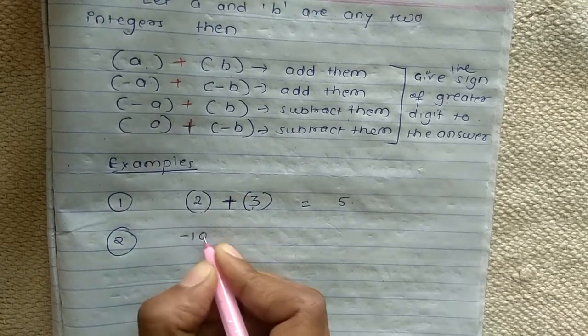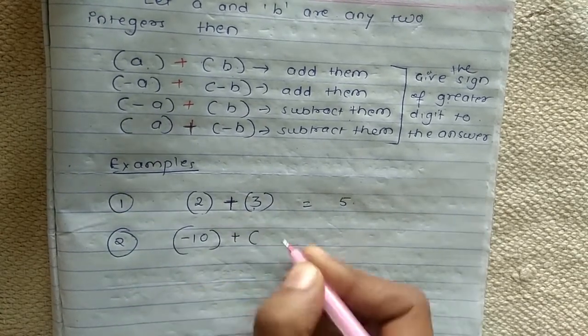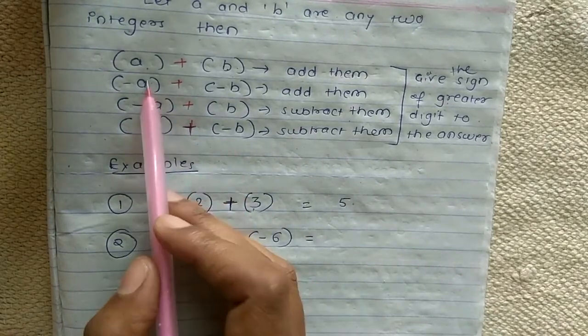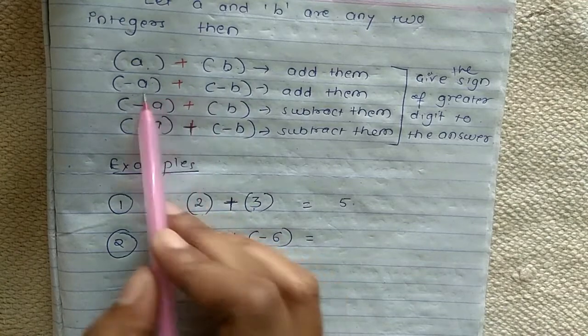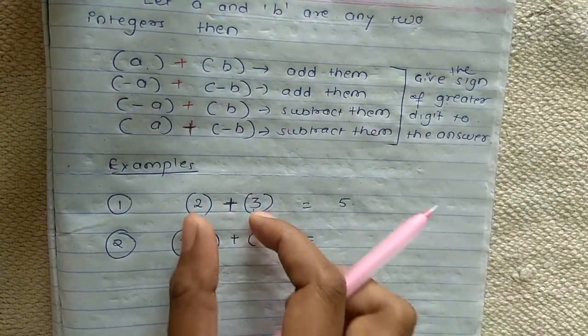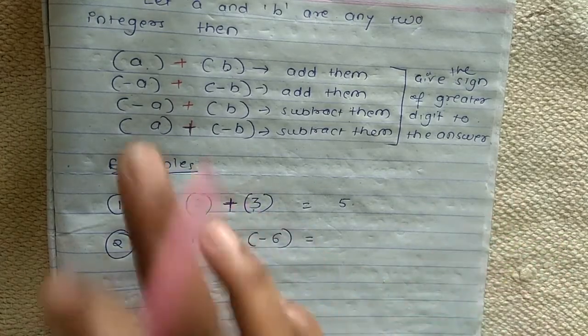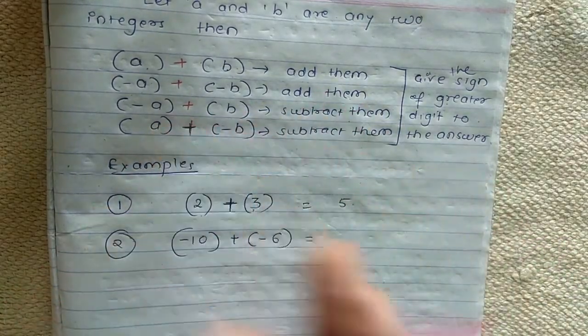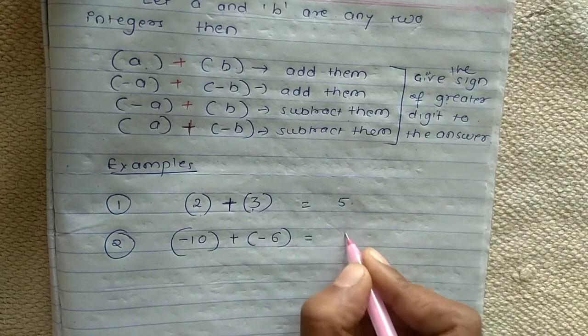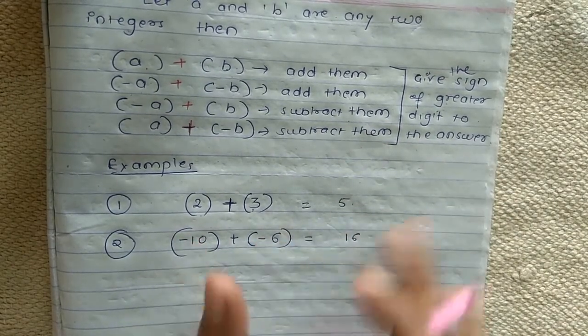Next, minus 10, you are going to add minus 6. Here it matches the second possibility: both have the same sign, both are negative, then also you have to add them. So remember, same sign, then you have to add them. Different sign, then you have to subtract them. And you have to give the sign of the greater digit. So 10 plus 6 is 16. Ignore the sign and add them.